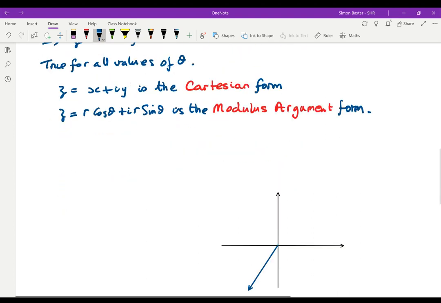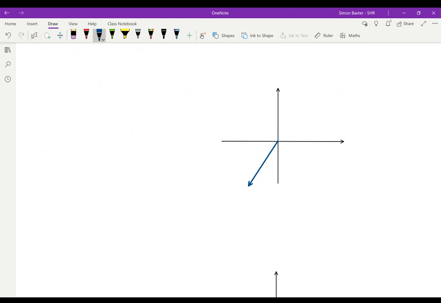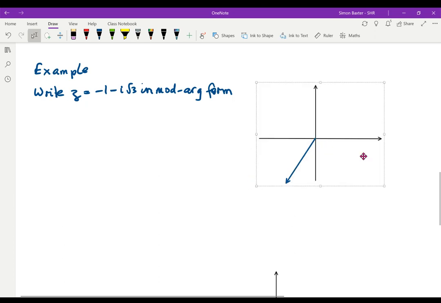And now let's have a look at an example or two. Let's suppose we take this one: write z equals minus 1 minus i root 3 in mod arg form. Let's just take this and move it across the page a little bit.